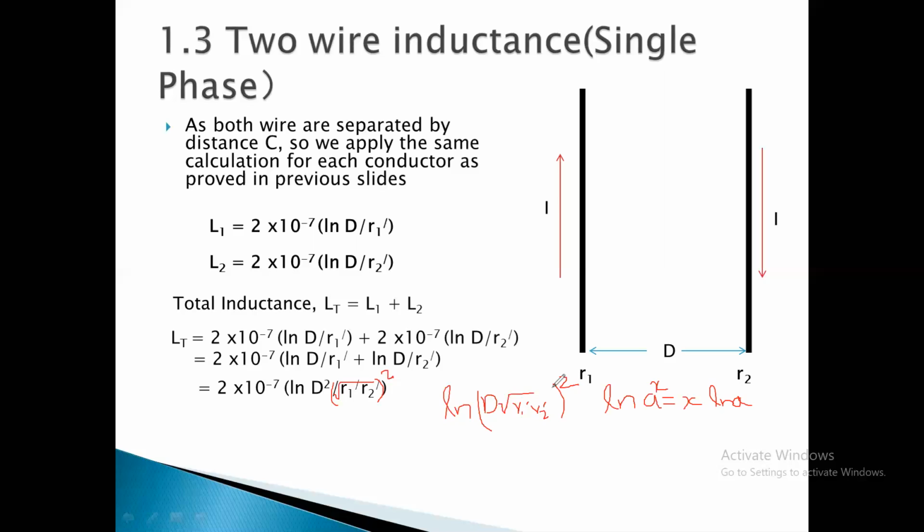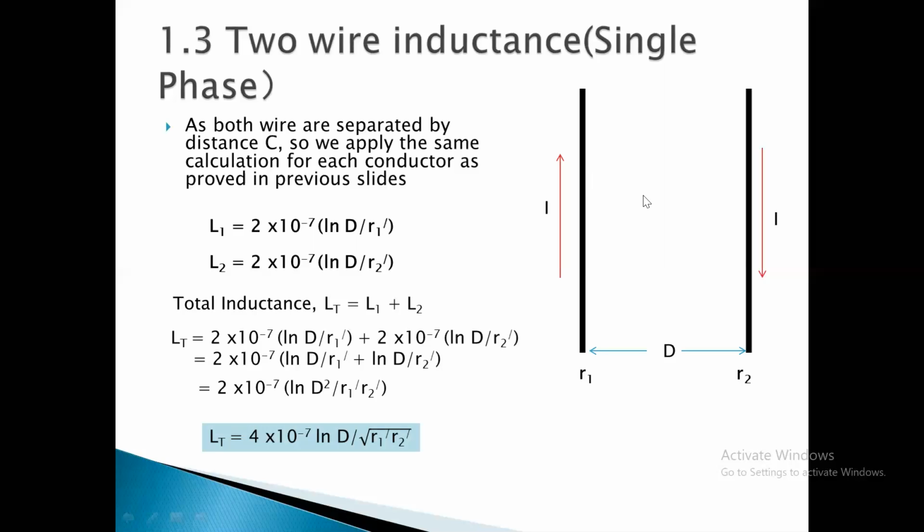So I will just write this 2 value here. If I take the whole square, I can write it in front of the natural log, so it will multiply with this 2. So it will become 4 multiplied by 10 to the power minus 7 natural log of d divided by under root r1' r2'. So this is the final formula in case of two-wire inductance.